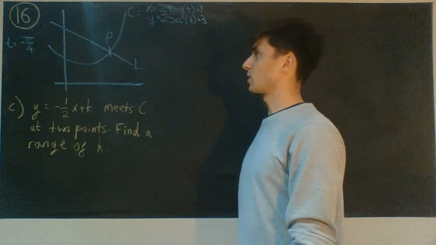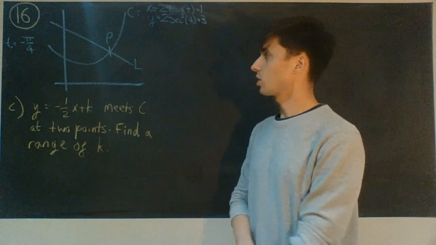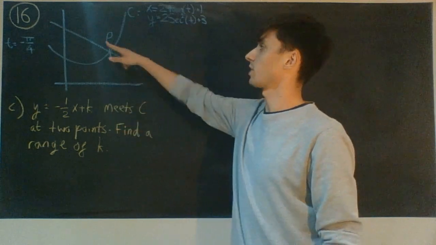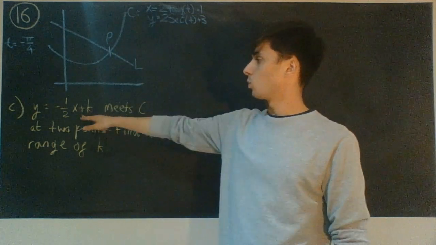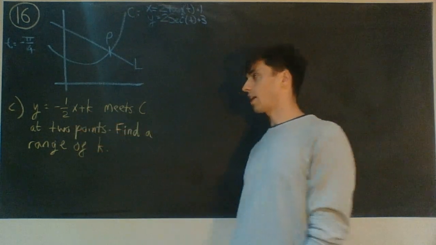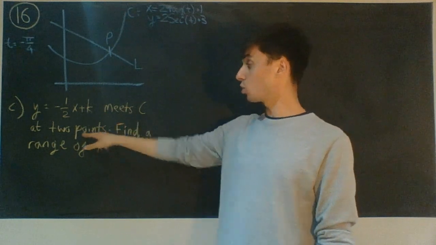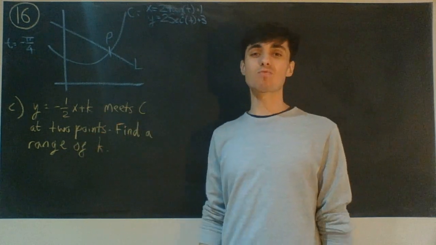For part C of this question, we need a new diagram. And part C goes like this. For the same curve and the same line, we now think about a new line, y equals minus 1/2 x plus k. And this line meets C at 2 points. We want to find a range of k.